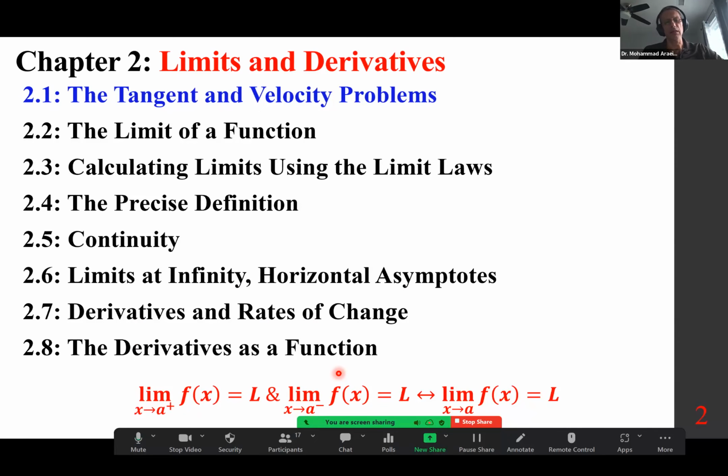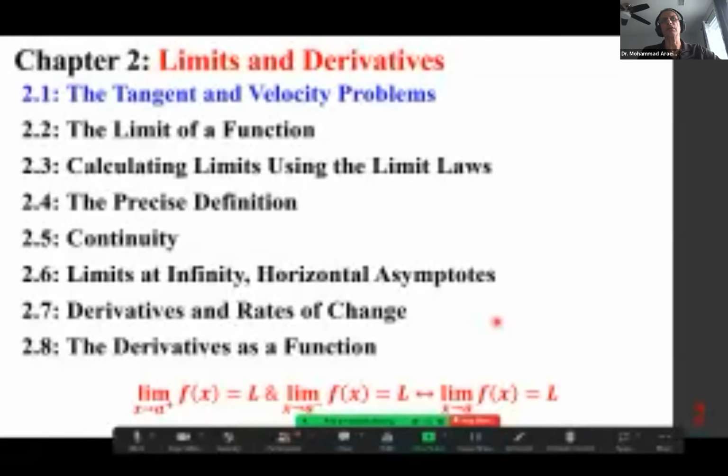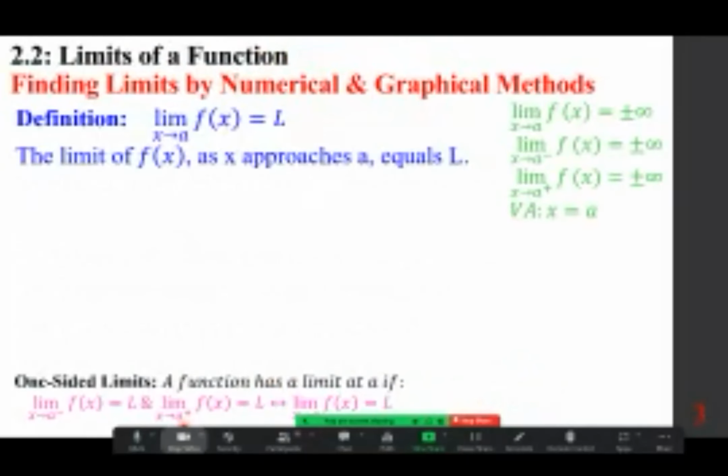And at the bottom of the page, you see the definition of a one-sided limit. The limit of f of x as x approaches a from the right equals L, and the limit of f of x as x approaches a from the left equals L. If both are equal, the limit does exist and it's equal to L. So that's a one-sided limit. So let's get started.